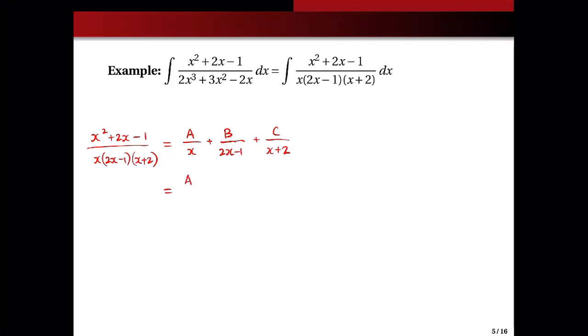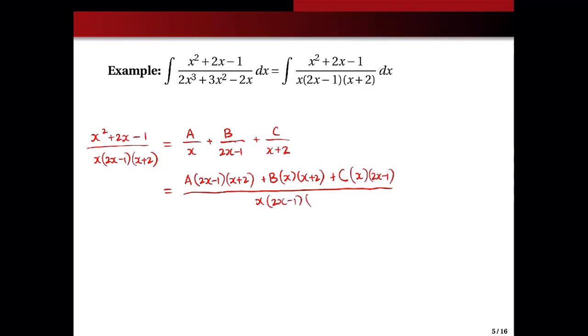You will have A times 2x minus 1 times x plus 2, plus B times x plus 2, plus C times x times 2x minus 1. And of course, the denominator, it's just the product: x times 2x minus 1 times x plus 2.